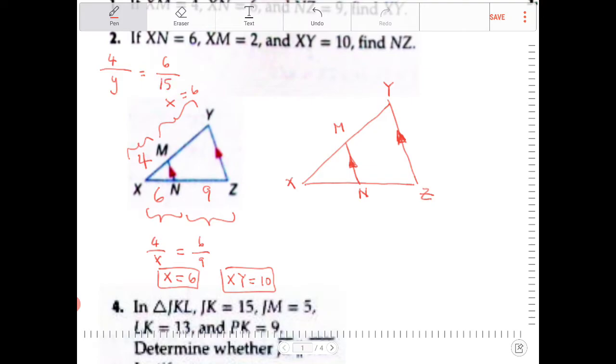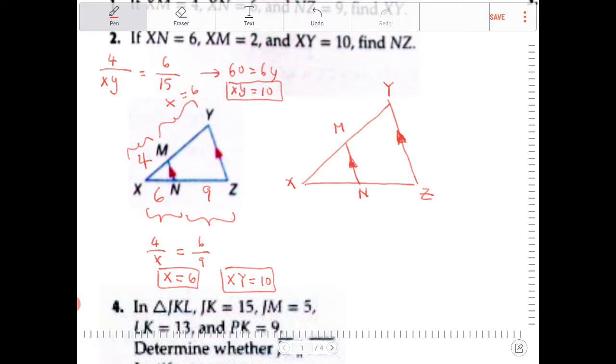And if I go about it this way and solve for y, you're going to see that we have 60 is equal to 6y. We end up with y is equal to 10. So we end up in the same exact place. xy is indeed 10. We can use the side splitter theorem, or we can use the proportional properties of similar triangles, just as we have done in past assignments.